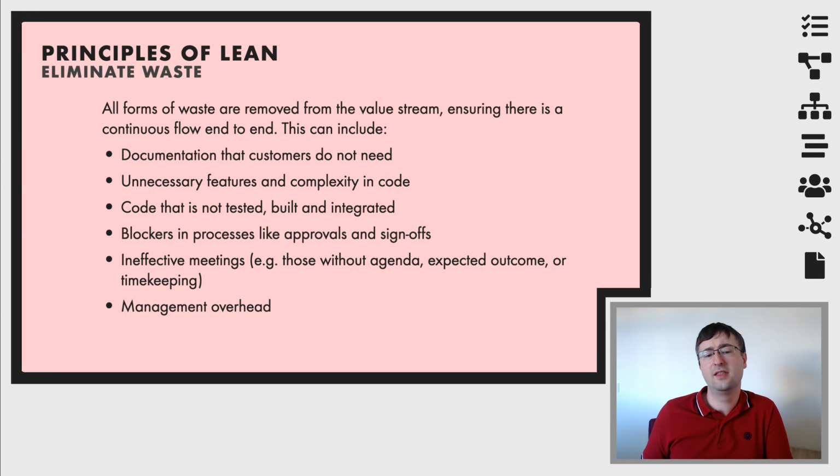So there's lots of different things inside of Lean that we're trying to do. We are trying to eliminate waste. There's lots of different ways that we can do this. We can do things like remove all of the documentation that the customers aren't going to need. We can remove unnecessary and complex features inside of our code. We can remove any code that isn't actually being used at all. And if there's any blockers in place, so if you are working in an industry that requires you to sign off a certain aspect before it's been completed, ask, why does that sign off have to happen?